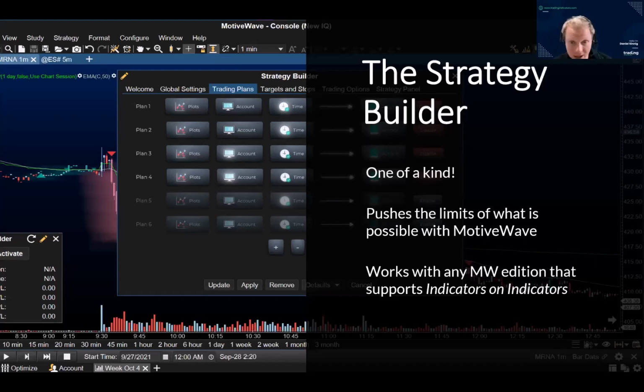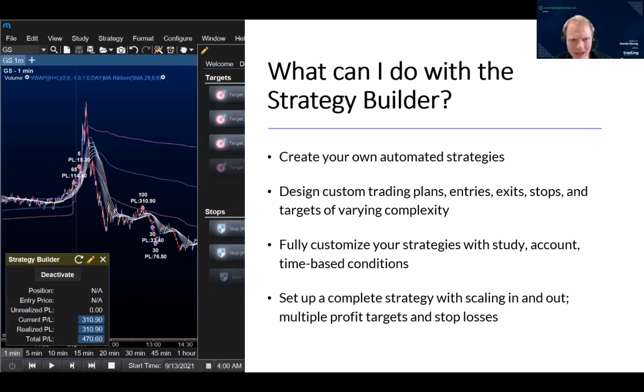If you're not certain, you can simply go to the MotiveWave homepage. They have a nice feature which compares all the different editions. And there you can check whether your edition has the indicators on indicators feature enabled. Now, let's assume it is enabled. And I highly recommend that you get this MotiveWave edition because they also have other cool features such as custom alerts, custom scans, and so forth. So let's assume you have this feature enabled.